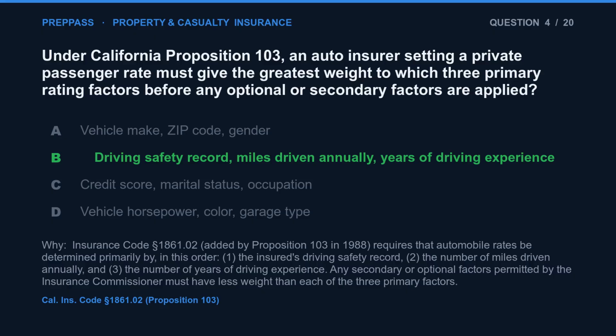The correct answer is B. Insurance Code Section 1861.02, added by Proposition 103 in 1988, requires that automobile rates be determined primarily by, in this order: 1. The insured's driving safety record, 2. The number of miles driven annually, and 3. The number of years of driving experience. Any secondary or optional factors permitted by the insurance commissioner must have less weight than each of the 3 primary factors.